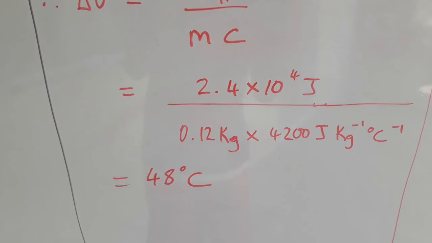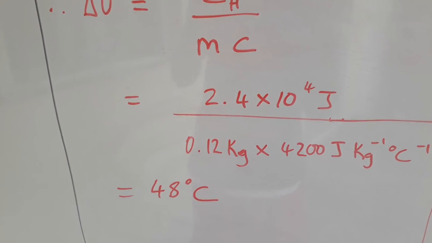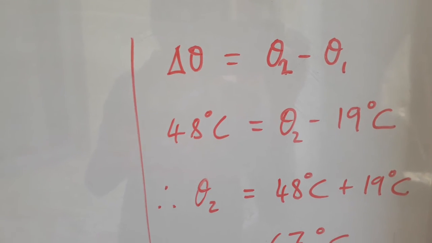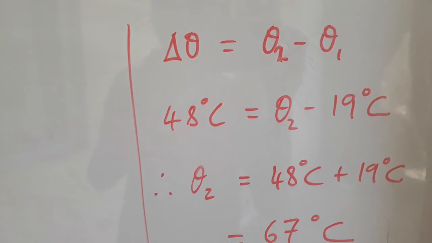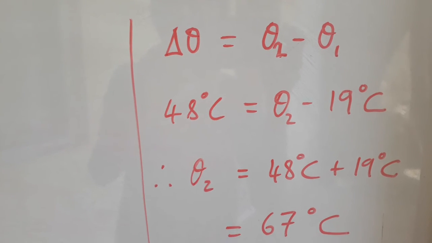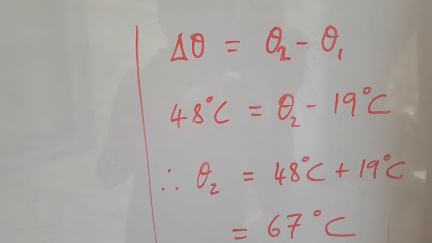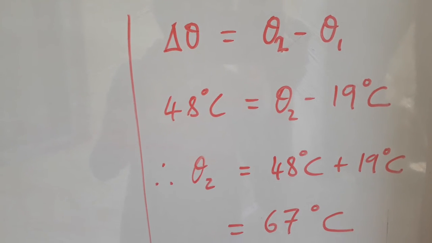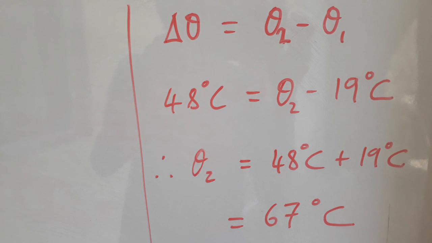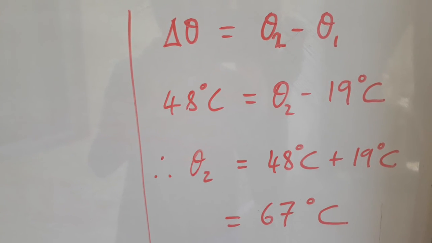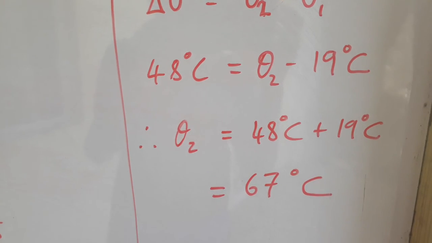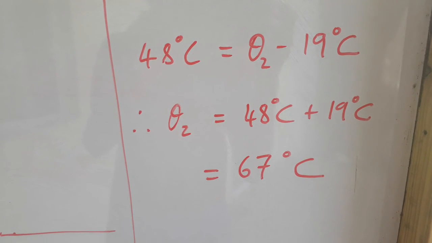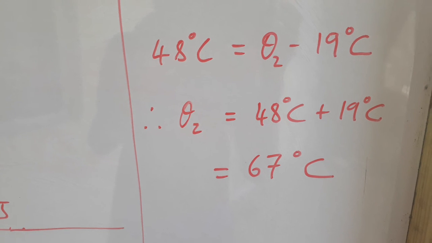This is not the answer, however. That's just a temperature change. Now we know that the temperature change is equal to theta 2 minus theta 1. And the temperature change works out to be 48 degrees Celsius, and theta 1 is 19 degrees Celsius. So 48 is equal to theta 2 minus 19, and therefore theta 2 must be equal to 48 plus 19. That's 67 degrees Celsius.